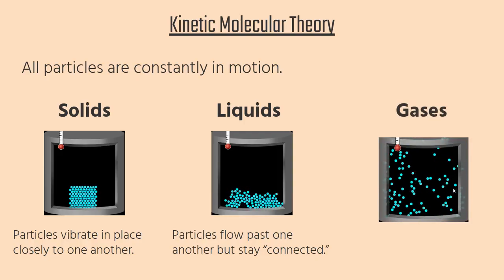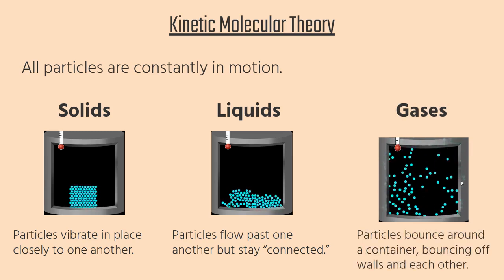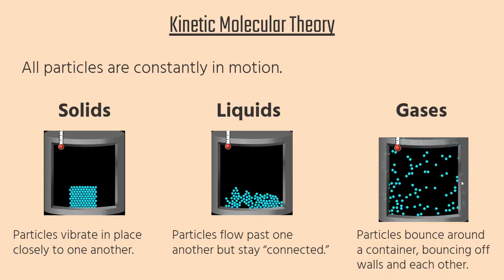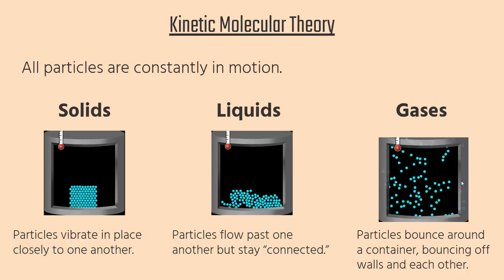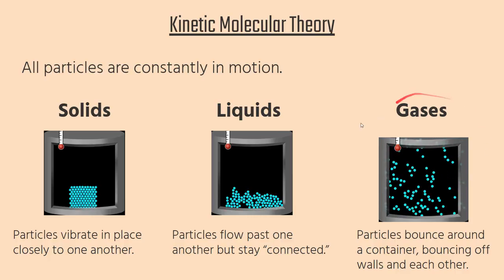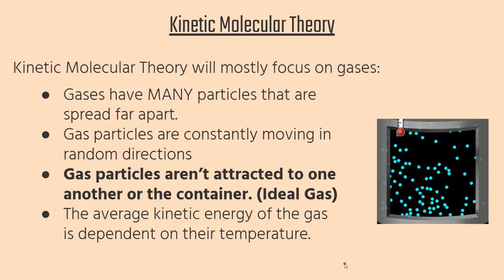And gases, what we'll focus on for this unit, are where the particles, again, atoms or molecules, basically bounce around randomly. They'll hit each other and kind of act like pool balls bouncing around the table, and they'll bounce off the walls of the container. Kinetic molecular theory is mostly focused on gases to really define how particles move.